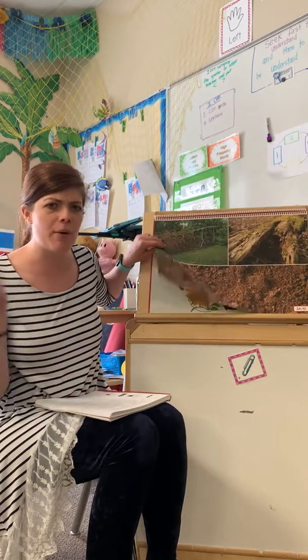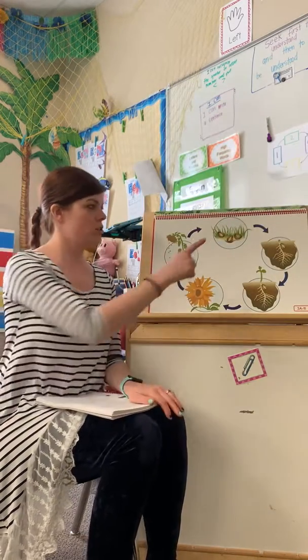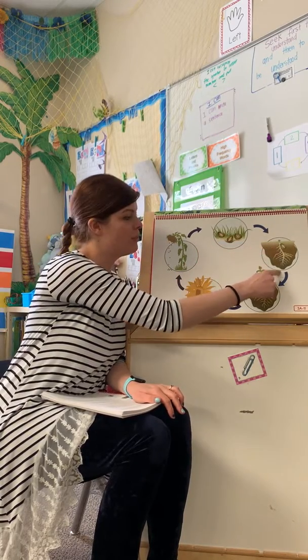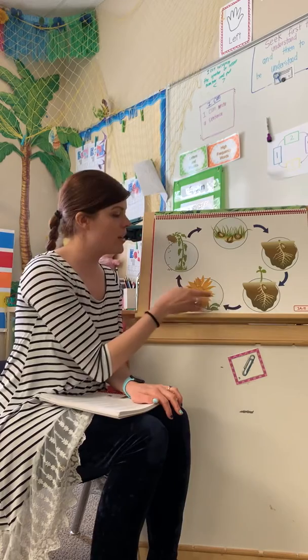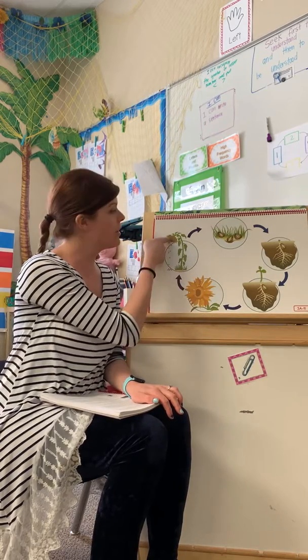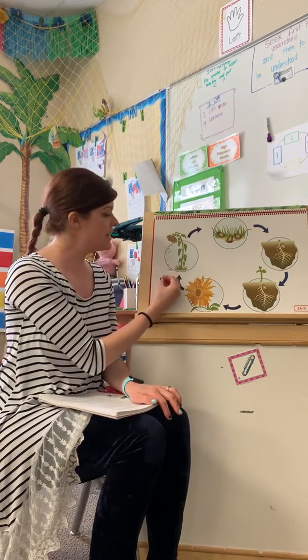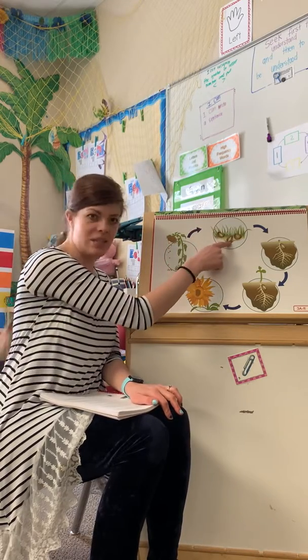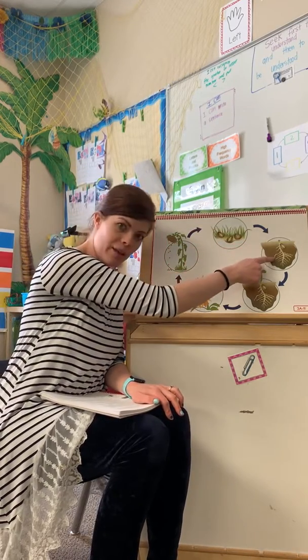But what about for a flower? Let's talk about a flower. It starts out as a seed. The seed starts to bloom and grow just a little bit. Grows even more. It becomes a flower. The flower gets old, starts to die, and the seeds come out of the middle of the flower. And then those seeds start a new plant.